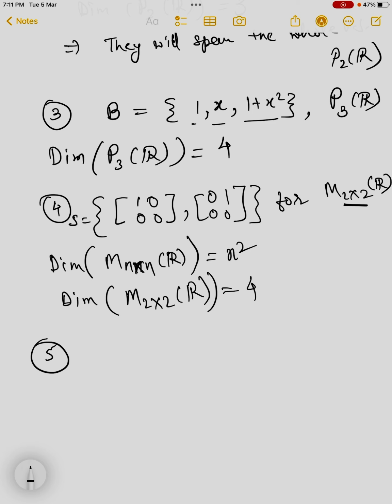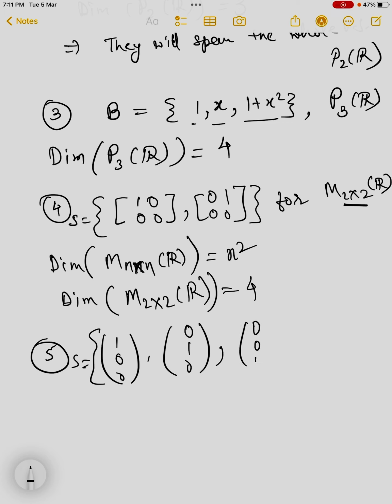We can take another example. Let's say 1 0 0, 0 1 0, 0 0 1, 1 1 1. So we have this set S, and if I ask you to check whether they form a basis for R3 over R or not, then you must remember the statement that in an n-dimensional vector space, only n vectors can be linearly independent.